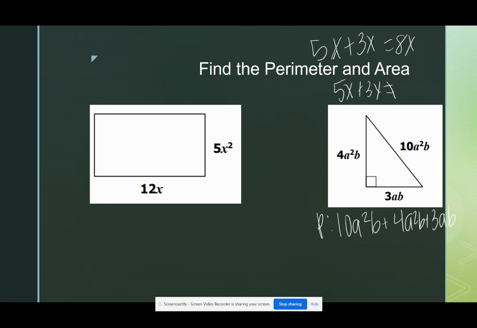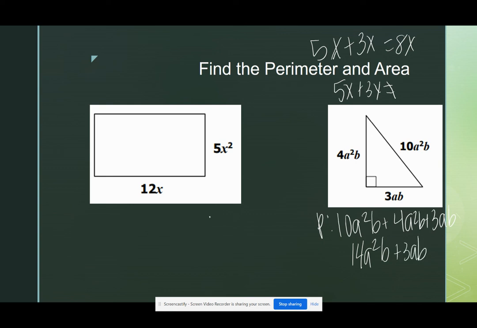So if we look down here, this has 2 a's, this has 1 b. This has 2 a's, this has 1 b. Because they have the same terms, we're going to combine them and get 14a squared b. And this is not the same, so we're going to keep it as is for our perimeter.